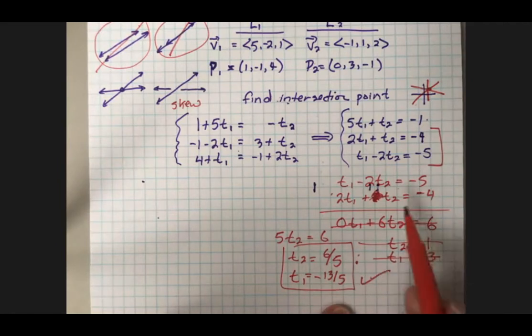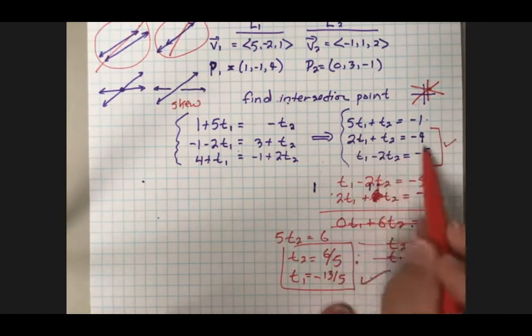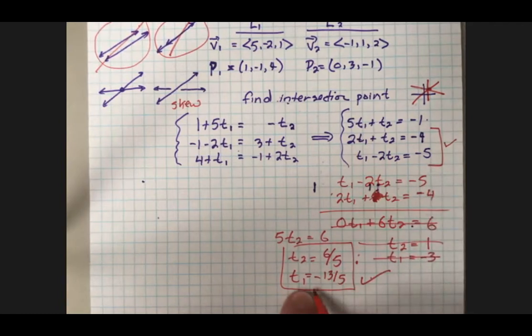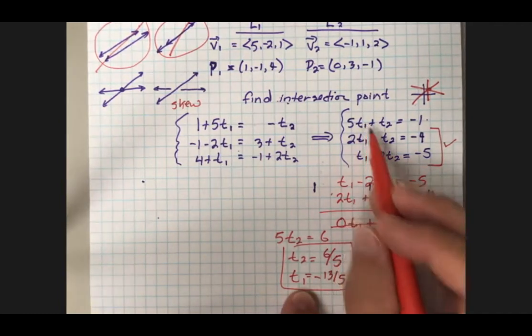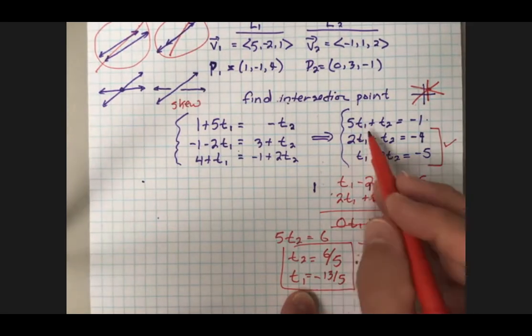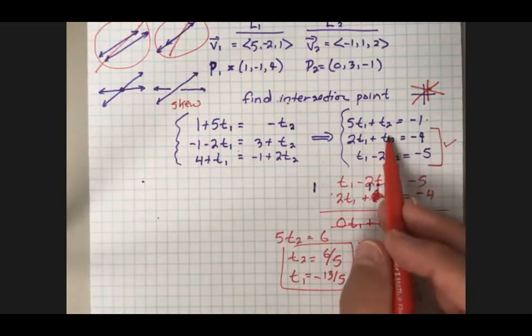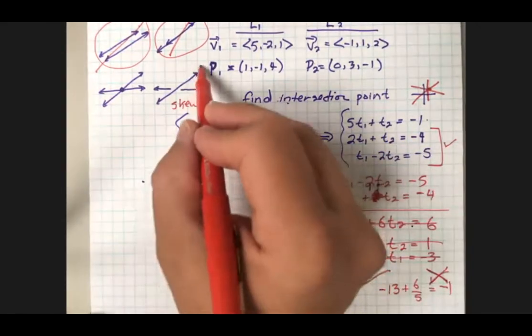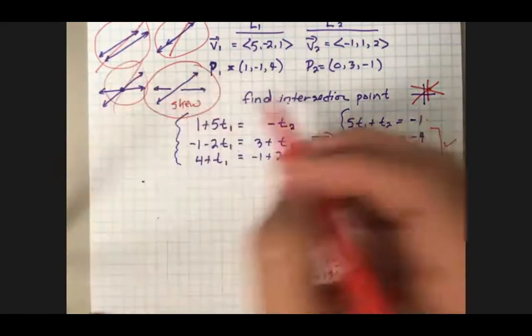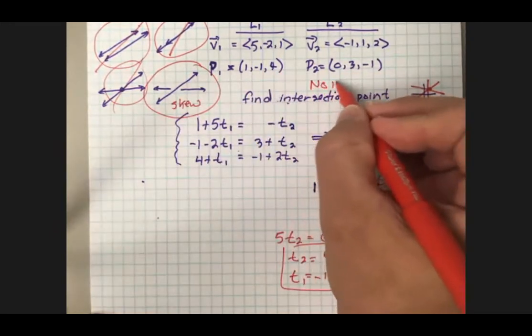Okay, that works. These two lines do intersect, which is not unnatural. The question is, if I put these numbers into the first one, do I get intersecting? What's 5 times minus 13 over 5? Negative 13. What's adding 6 over 5? Is that the same as negative 1? Not quite sure what that is, but the answer is no. So what do I have here? I have two skew lines. There is no intersection point.